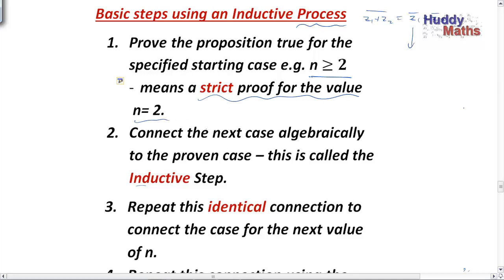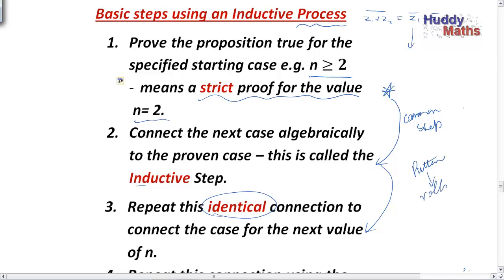That is, let z equal a plus bi, and then c plus di, and establish our result. And now the next case builds on that. You show how to use a common step. It's called the inductive step. And you must repeat that. You must show an identical connection, because we want a pattern which we can irrefutably say rolls on, irrespective of how many times you do it, so you'll reach all n.